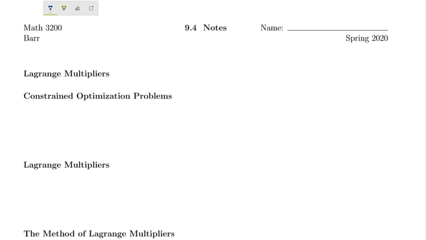Well, basically, the idea is a Lagrange multiplier is going to allow you to add a constraint or a limiter, something that limits your possibilities, to an optimization problem.